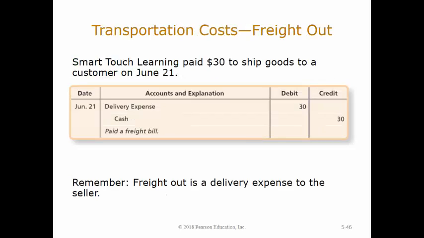Remember that a freight out expense is one in which the seller pays freight charges to ship goods to customers. Freight out is a delivery expense to the seller. Delivery expense is an operating expense and is debited to the delivery expense account. For example, Smart Touch Learning paid $30 to ship goods to a customer on June 21, 2019.